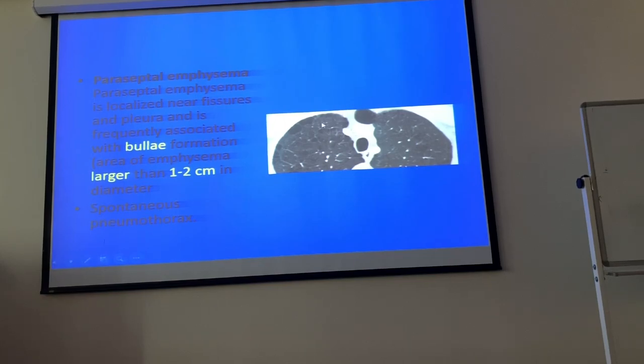Now look there. This is the pleural line, and you see that there are emphysematous changes. There are septa, and along the septa you can see emphysematous changes. So this is paraseptal emphysema. And what is a bulla? A bulla is an area of emphysema which is larger than 1 to 2 centimeters. If it is less, it has another name. It can rupture and cause spontaneous pneumothorax.